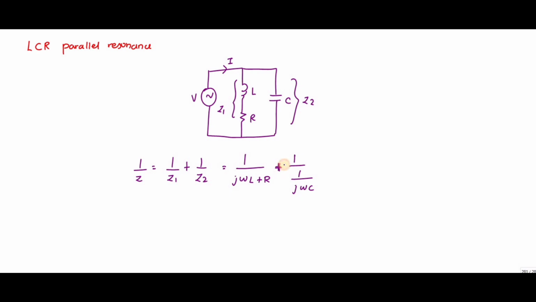So this I can write as 1 divided by (j omega L plus R), plus j omega C. So I am going to multiply and divide by R minus j omega L. If I multiply R minus j omega L for this term alone, I will get R square plus omega square L square, plus j omega C.